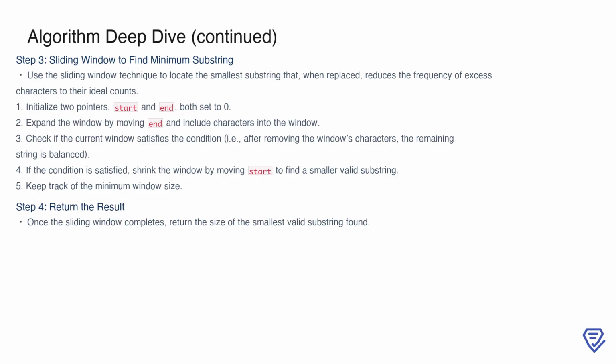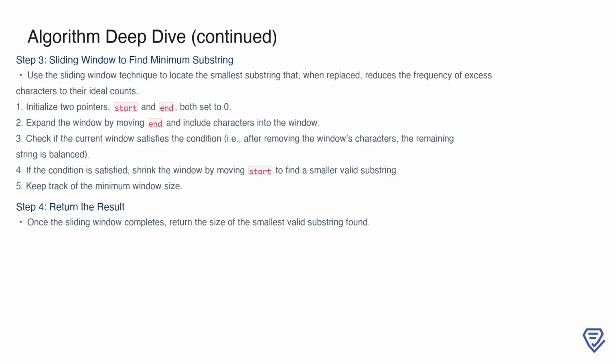Now, to find the smallest substring that can be replaced to balance the string, we use the sliding window technique. This approach involves maintaining a dynamic window within the string and adjusting its size to evaluate potential substrings. We begin by initializing 2 pointers, start and end, both set to the beginning of the string. The end pointer is expanded to include characters in the window, while the start pointer is adjusted to shrink the window when a valid substring is found. The condition we check is whether removing the characters within the current window results in the remaining string being balanced.